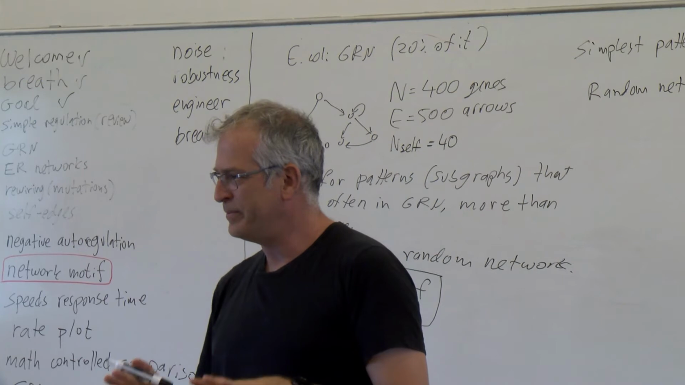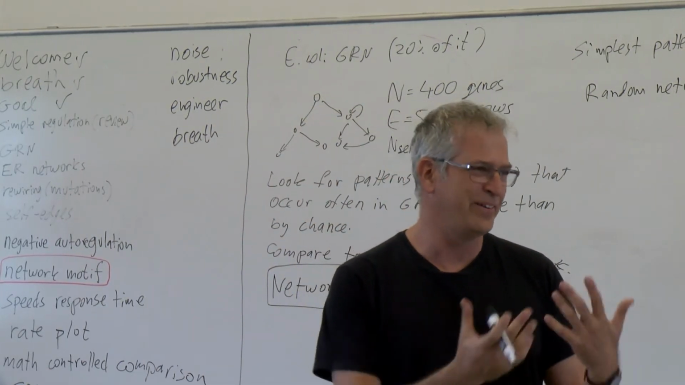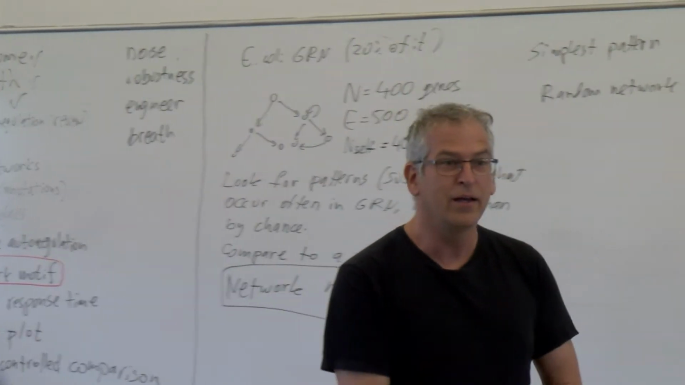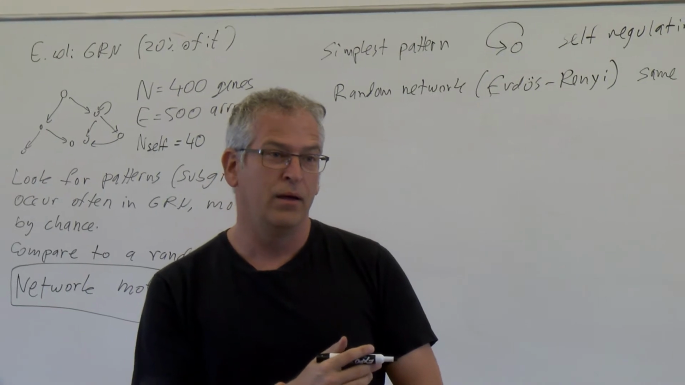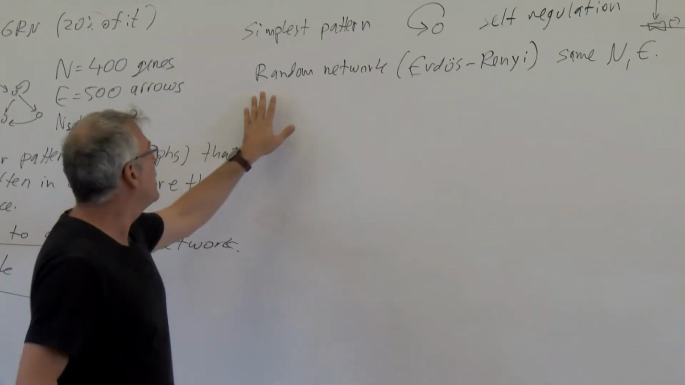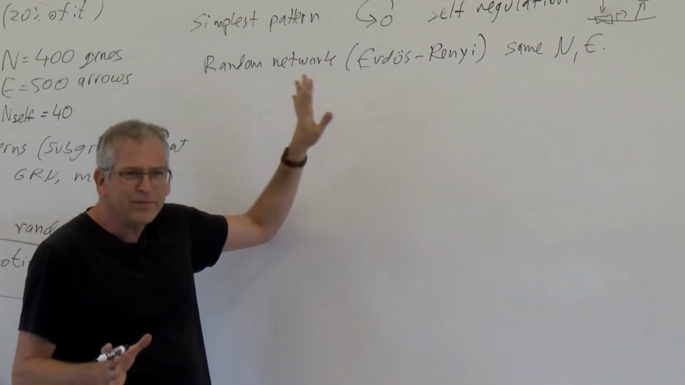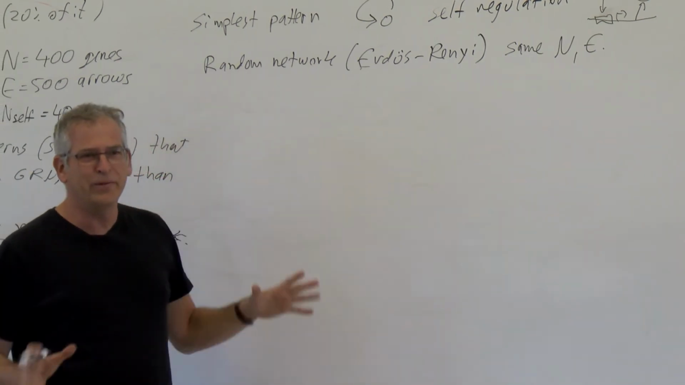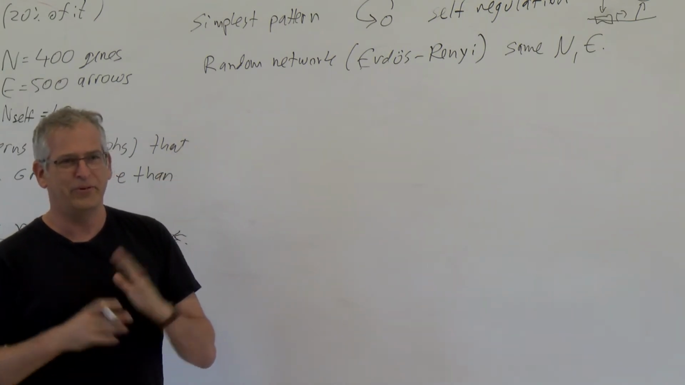Did I explain myself? By the way, I say that because it's my duty that you understand. If you don't understand, you have to ask. Okay, so you can make a random network ensemble that has an average of 500 arrows, but let's make many, many random networks that have 400 nodes and exactly 500 arrows for our exercise now.